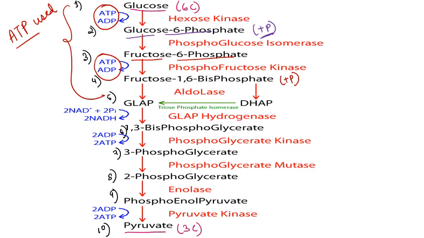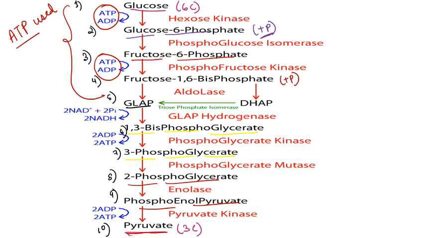After taking phosphate from ATP, the fructose 6-phosphate gets converted to fructose 1,6-bisphosphate. It is then changed to glyceraldehyde phosphate. This GLAP is nothing but your glyceraldehyde phosphate, right? This glyceraldehyde phosphate changes to 1,3-bisphosphoglycerate. 1,3-bisphosphoglycerate changes to 3-phosphoglycerate. This then changes to 2-phosphoglycerate, phosphoenol pyruvate, and this changes to pyruvate, right?